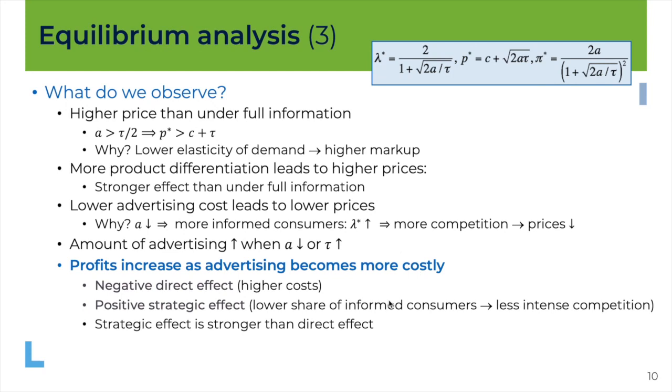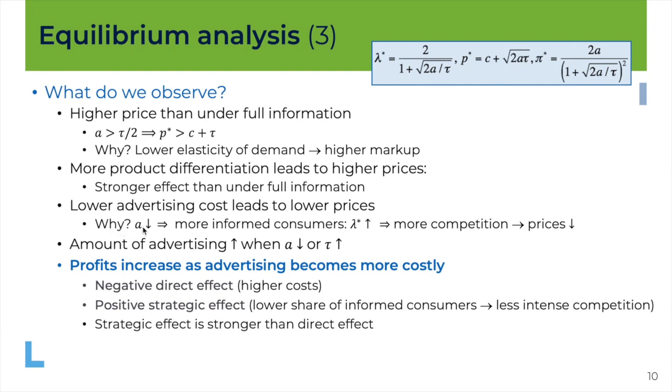Okay, so if we put all this together and we look now at the effect on profits, what we find is that profits increase as advertising becomes more costly. Okay, so of course, when advertising becomes more costly, for a given level of advertising, there is a negative direct effect on profits. Firms are facing higher costs. But in this model, this negative direct effect is more than compensated by a positive strategic effect. Okay, and this is what we saw here.